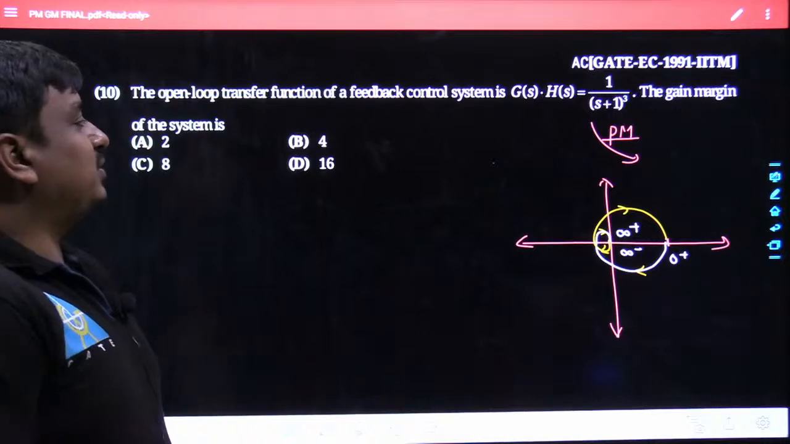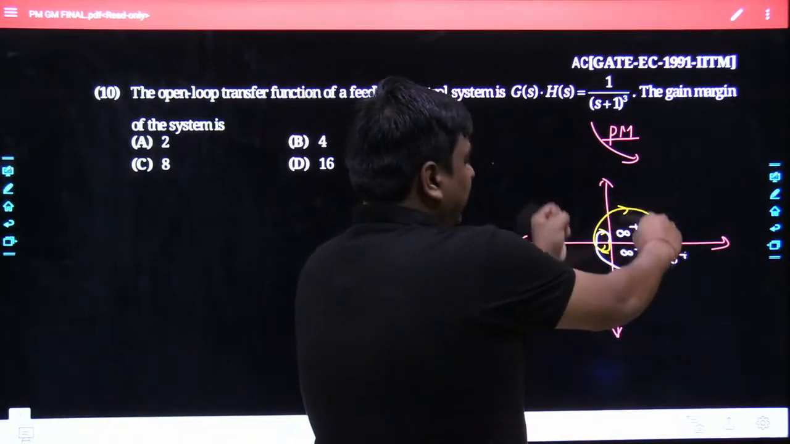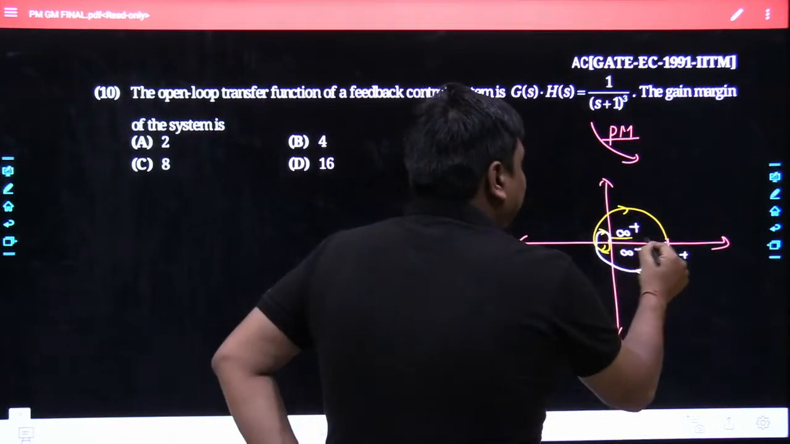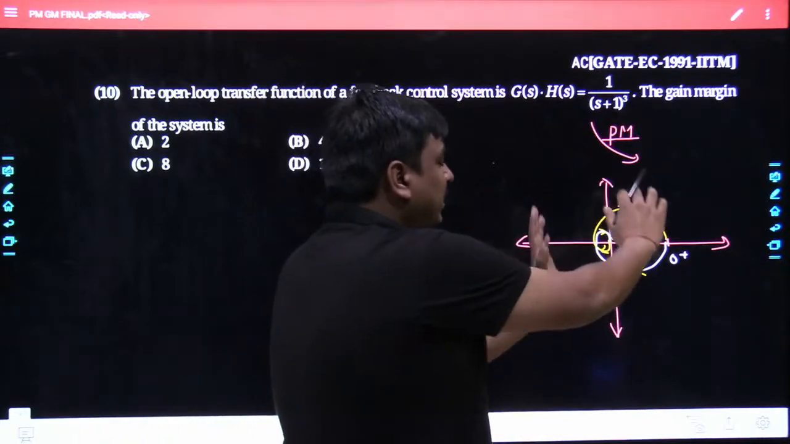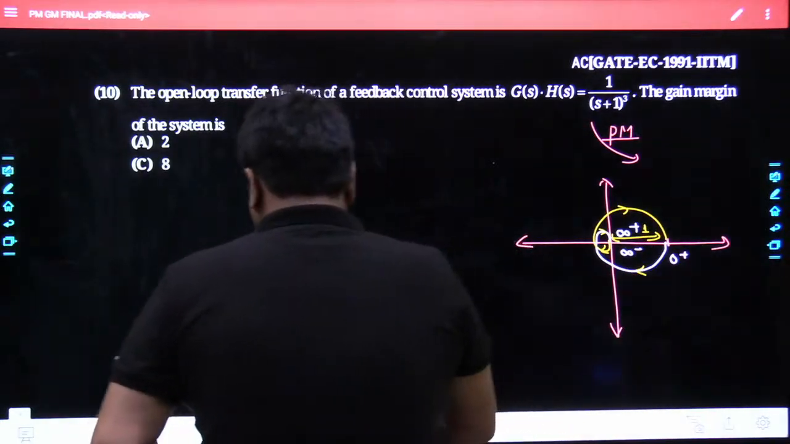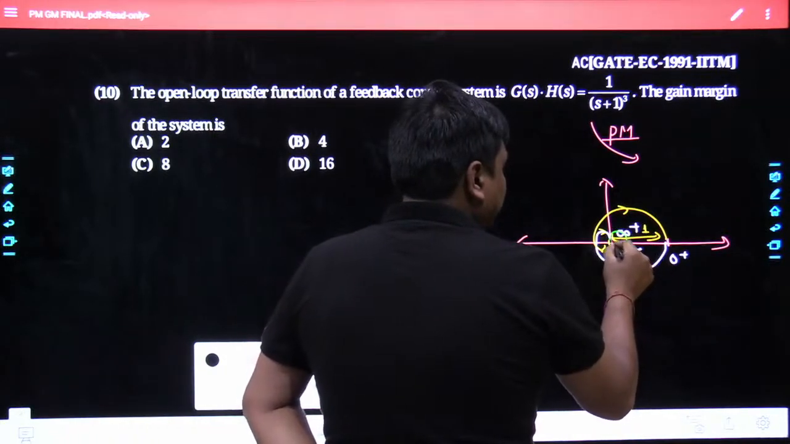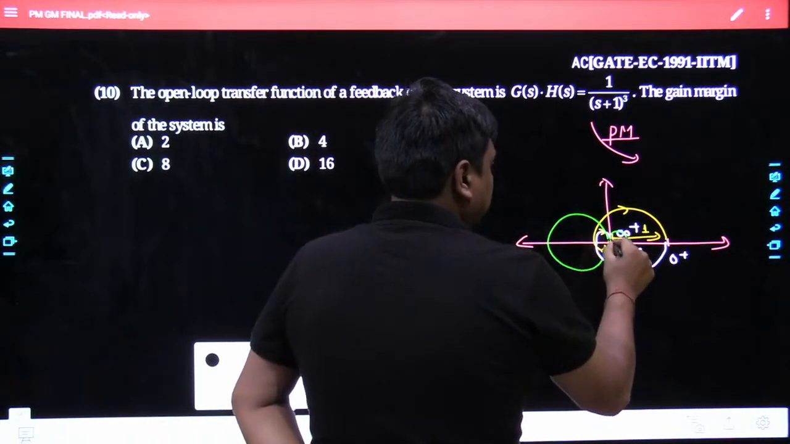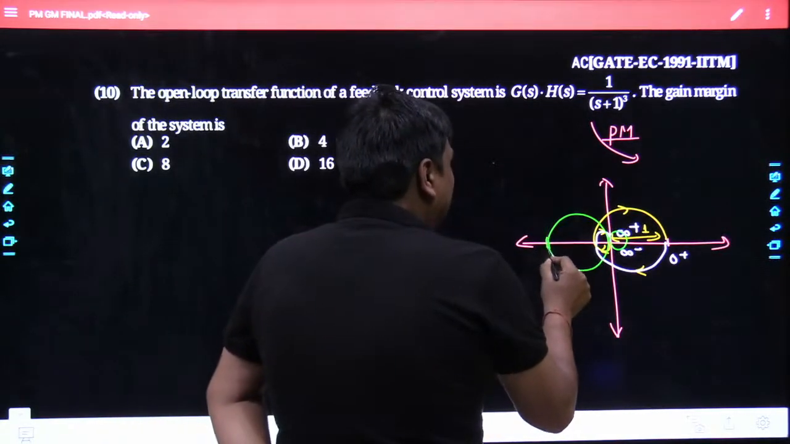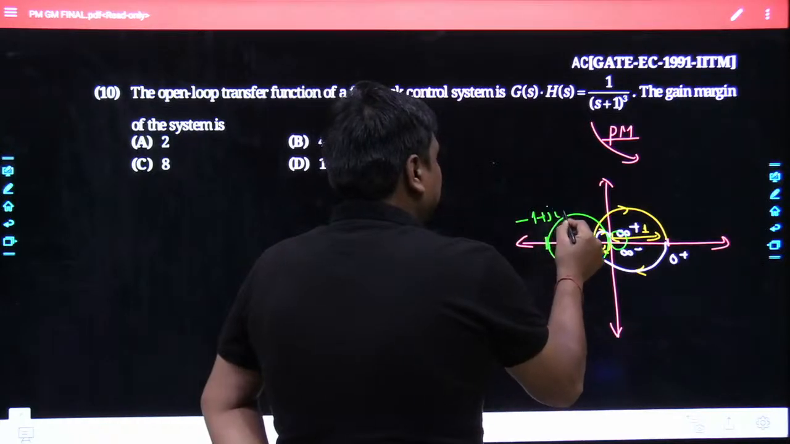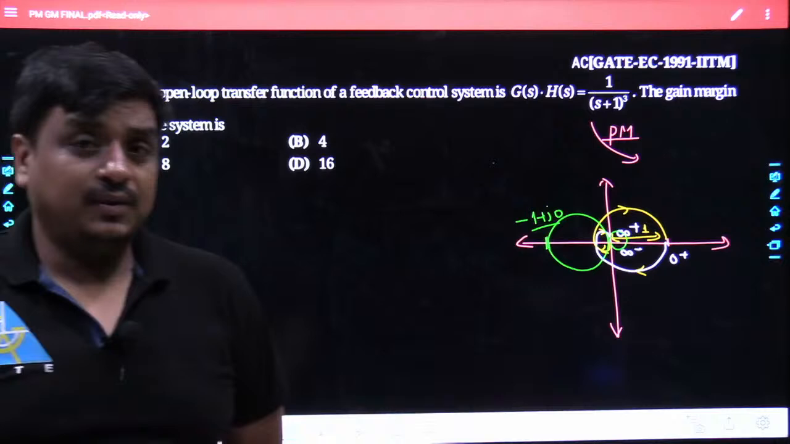Tell me, what would be the phase margin? The phase margin is going to be infinity. Why? If you keep rotating it, the maximum gain itself is 1. After a rotation of 180 degrees, the complete curve would become sort of this, and there also it is not intersecting minus 1 plus j0, it is just touching minus 1 plus j0. So in that case you can say the phase margin is approximately infinity.